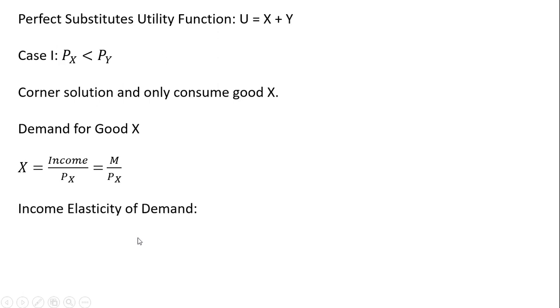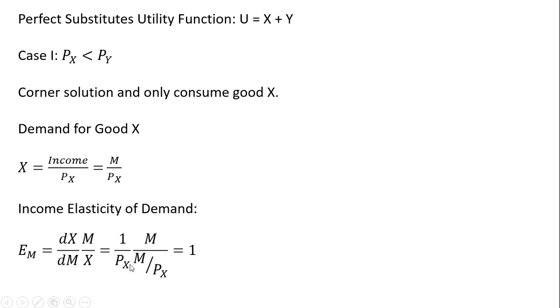To get the income elasticity of demand, we are going to take the derivative of the demand equation, this X equation up here, with respect to M, and then we're going to multiply it by M divided by X. So the derivative of the demand equation with respect to income is just 1 over the price of good X. So 1 over price of good X is the derivative result. The next thing I'll do, I'll just rewrite M over here. Okay, so this M over here is just part of our elasticity formula.